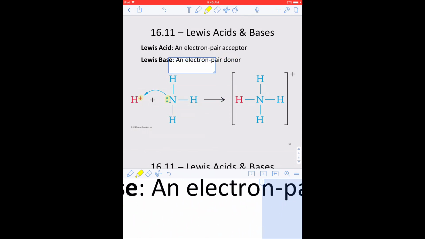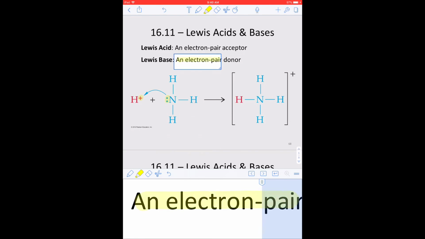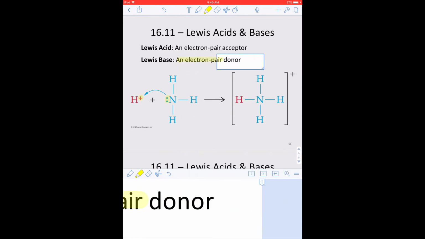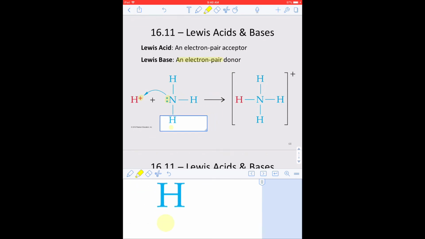But you'll see why we have to make this distinction. So because it's an electron pair donor, it is a Lewis base, right? And because it was a proton acceptor, it was a Bronsted-Lowry base. So it's still a base. We're not changing that. This is a base.